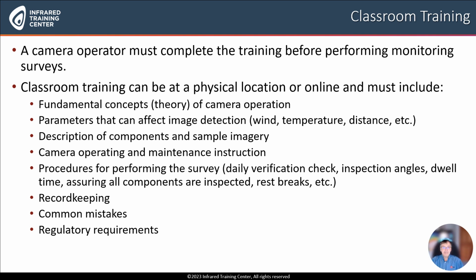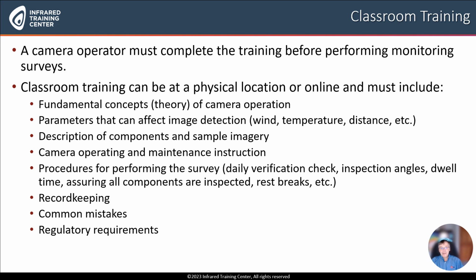For example, here's an image of a gas leak on a compressor, and here's an image of a leak on a well, and here's one on a separator. All these types of components, the more images that you see in your initial training, the better you are training yourself to look for detection. And also camera operating and maintenance instruction. How do we operate a specific camera, and what do we do for maintenance? Daily cleaning, daily inspections, annual trip back to the manufacturer, whatever is available.